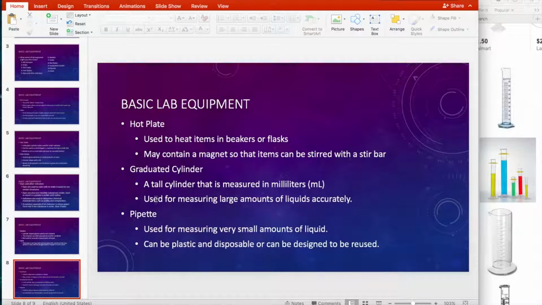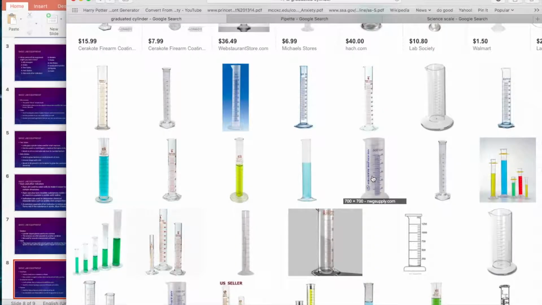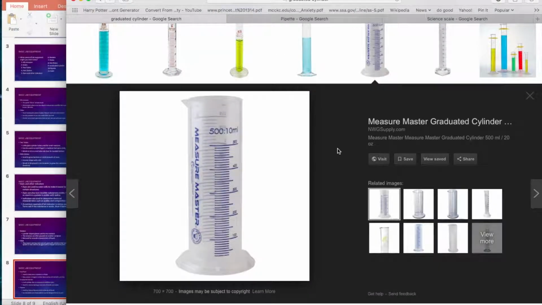A graduated cylinder. It's a tall cylinder that is measured in milliliters, or ml, used for measuring large amounts of liquids accurately. So if I were to ask you to measure something accurately, I would ask you to use a graduated cylinder. Okay, that is what you use, and this is an example.